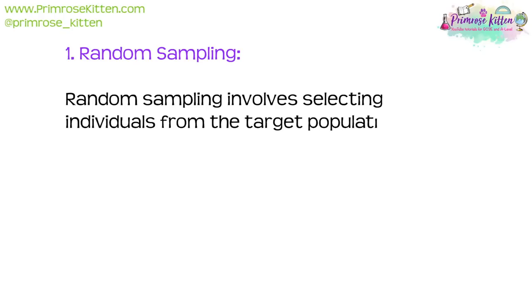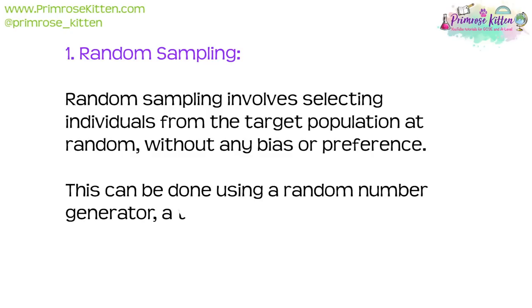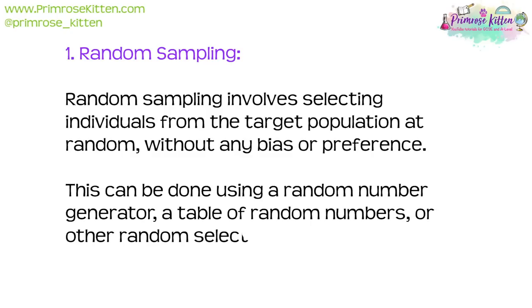The first one is random sampling. Random sampling involves selecting individuals from the target population at random, without any bias or preference. This can be done using a random number generator, a table of random numbers, or other random selection methods.